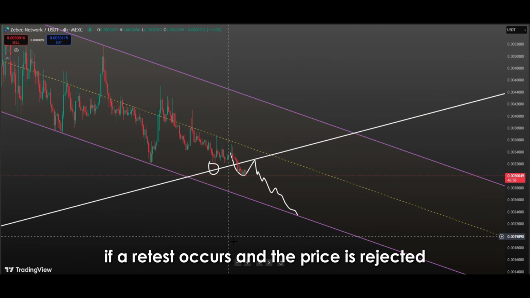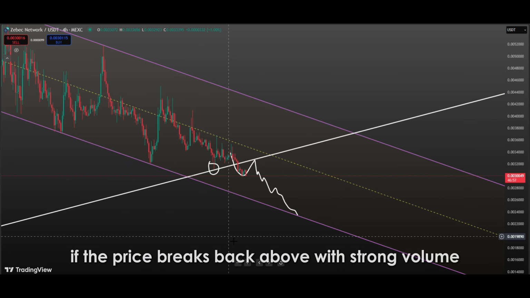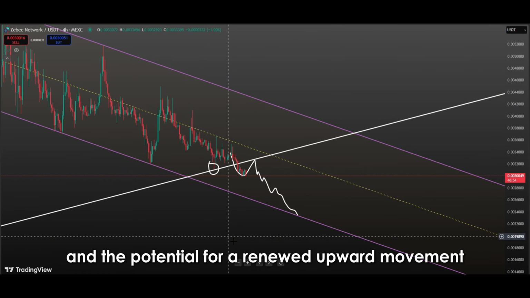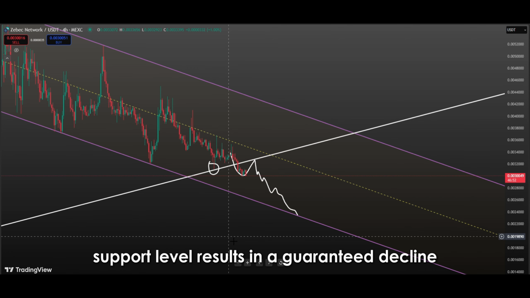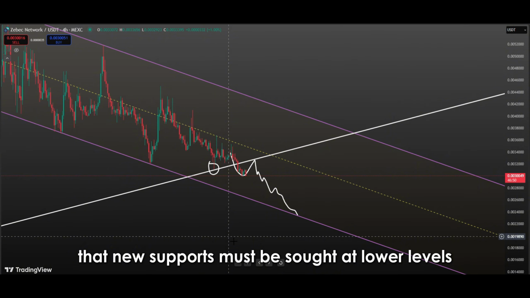If a retest occurs and the price is rejected, it confirms the bearish move. On the other hand, if the price breaks back above with strong volume, this could signal a bull trap being avoided and the potential for a renewed upward movement. It's also important to remember that not every broken support level results in a guaranteed decline. However, failure to reclaim the level suggests that new supports must be sought at lower levels.